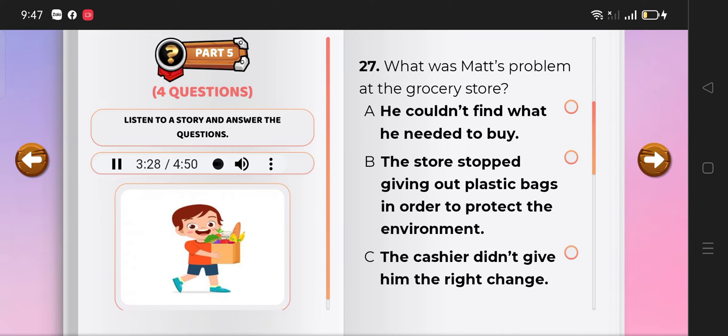Number 27. What was Matt's problem at the grocery store? A. He couldn't find what he needed to buy. B. The store stopped giving out plastic bags in order to protect the environment. C. The cashier didn't give him the right change.